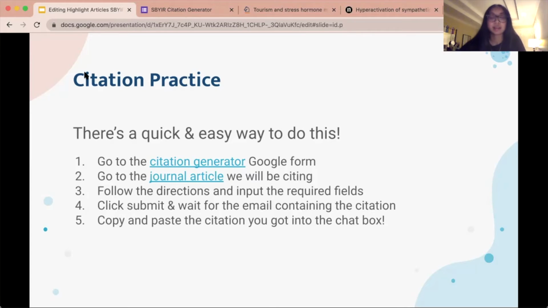So I figured that it would be good to do some practice with this. What I'm going to ask everyone to do is to go to the citation generator. I'm going to copy and paste the link and put it in the chat for you guys. Okay, so here's the link to the citation generator. I would really love it if everyone could click on the link and go to the citation generator. I'll give everyone like 10 seconds to do that.